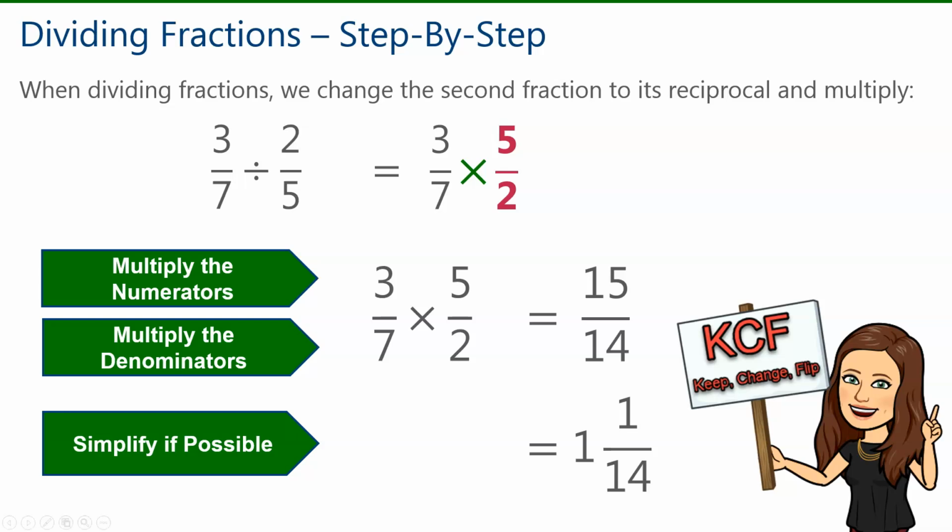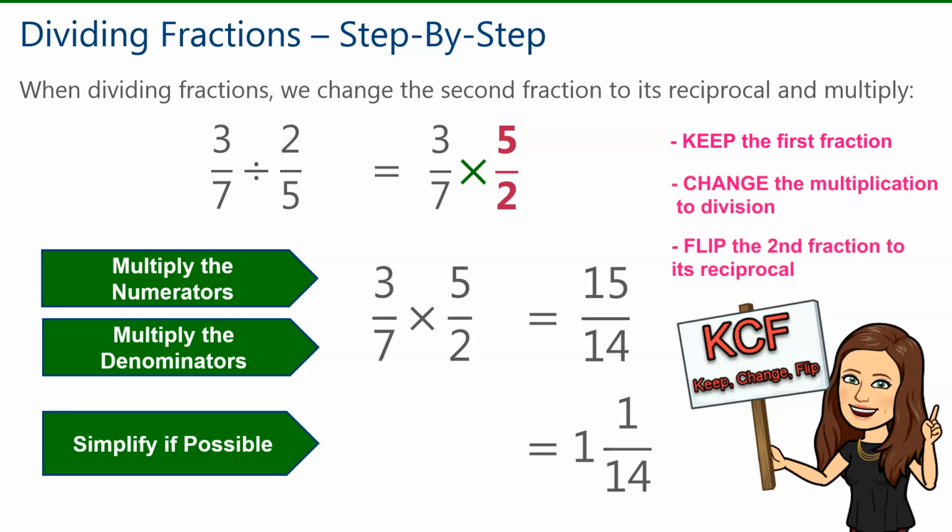So the rule for division can be simplified as KCF, which means keep, change, flip. So you would keep your first fraction, change the multiplication to division, and then flip your second fraction to its reciprocal.